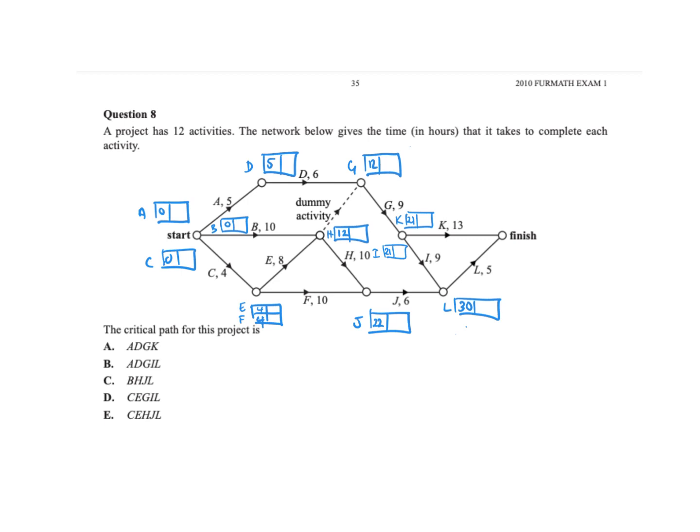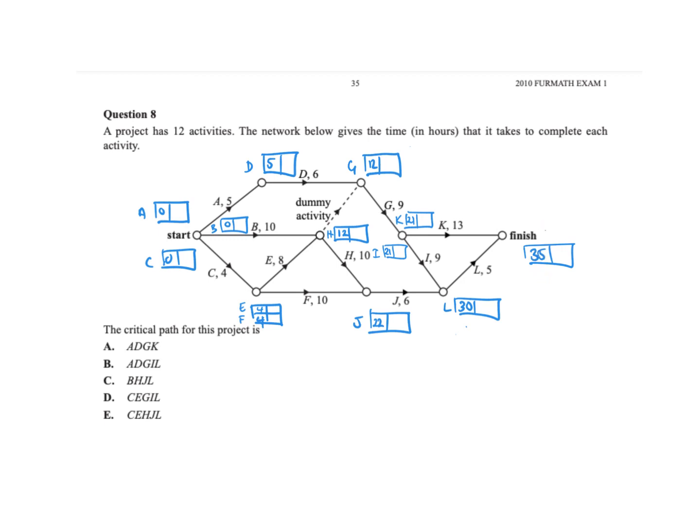Okay, and then we get to the end. The end, I've got two options. I could come from L, which is 35, or I could come from the K, which would be 34. So which one am I going to put in? 35. Okay, so now I've got that.